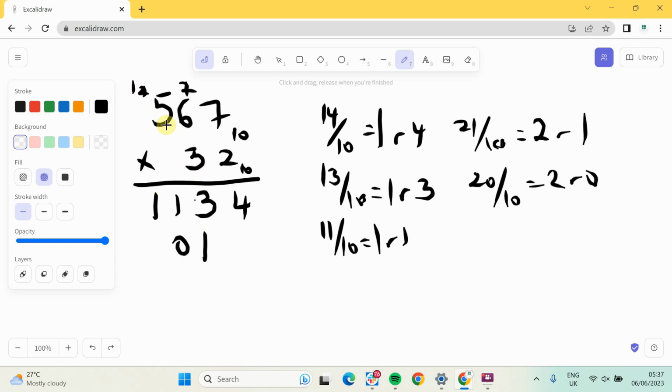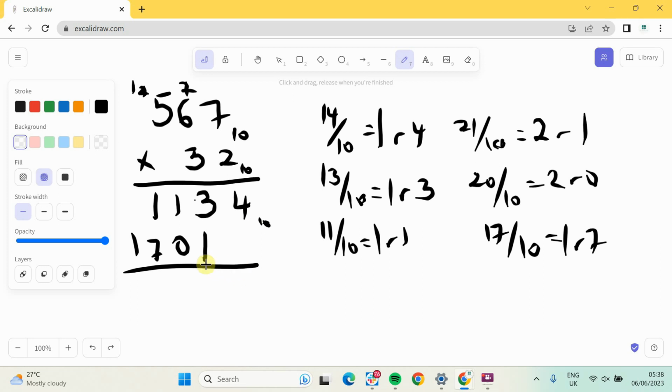3 times 5 is 15. 15 plus 2 is 17. So 17 divided by 10, of course you should know that already, will be 1 remainder 7. So I'll drop the 7 and carry over the 1. Because there's nothing else to multiply, I'll just bring the 1 I carried over down.